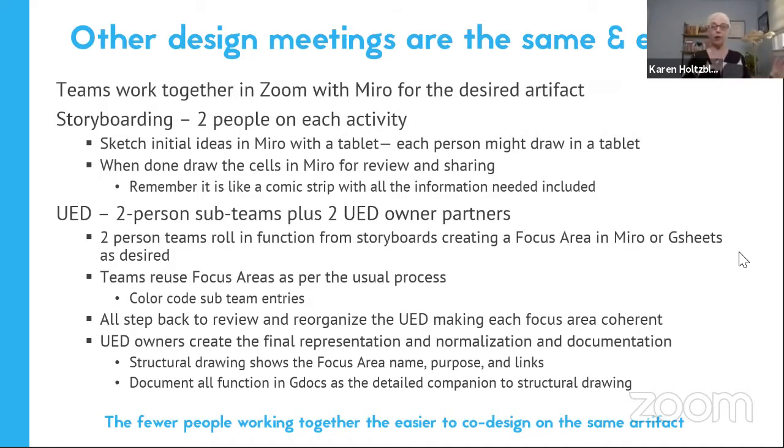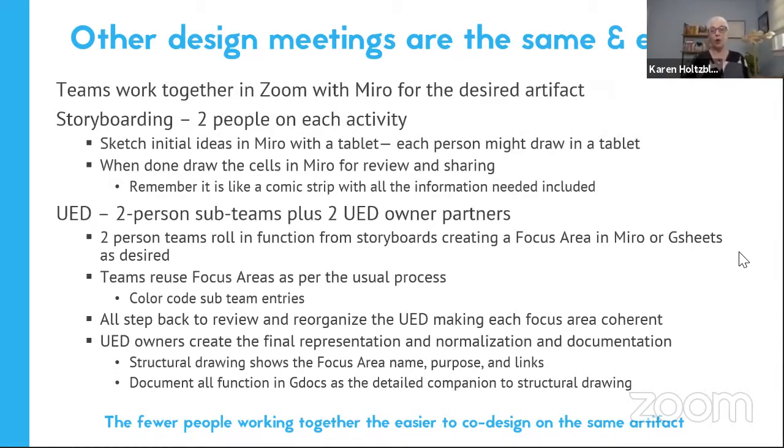This is exactly how we run it when we make an initial user environment design with paper on a table. Different colors, different teams. Now everybody steps back, they normalize it, they make sure that it's hanging together, and then you have two UED owners who will walk through it, clean it up, fix the language, and then you'll have a drawing that's a graphic with the name of the focus area, the purpose of the focus area, and the links connecting it, yes? And then they'll have a document with the functions, the objects, the links, et cetera. That's really your requirements document.